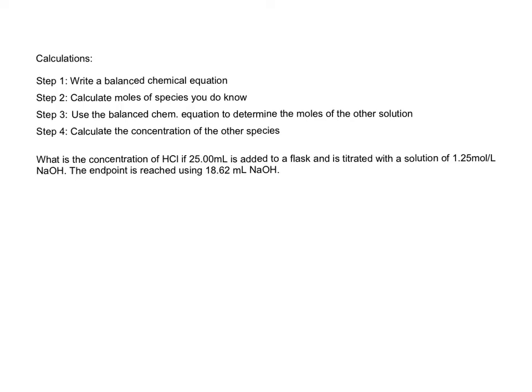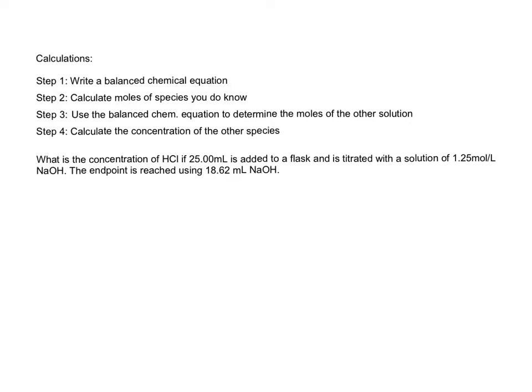So, calculations for acid-base titrations. First thing you always will need is a balanced chemical equation. Then you're going to figure out the moles of what species you can calculate it for. Then you're going to use the stoichiometry to get the mole ratio, to figure out the moles of the other solution. And then you can calculate the concentration.